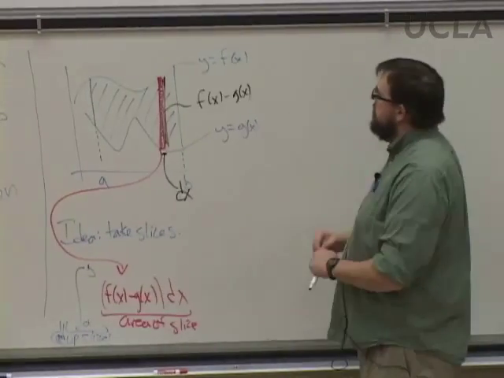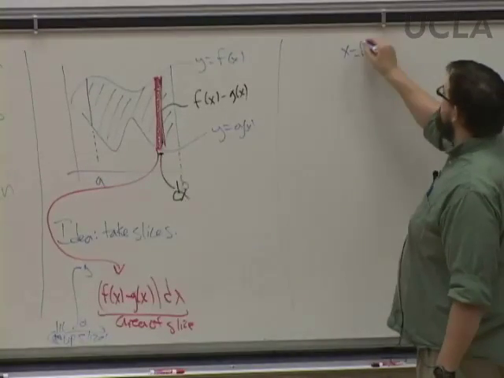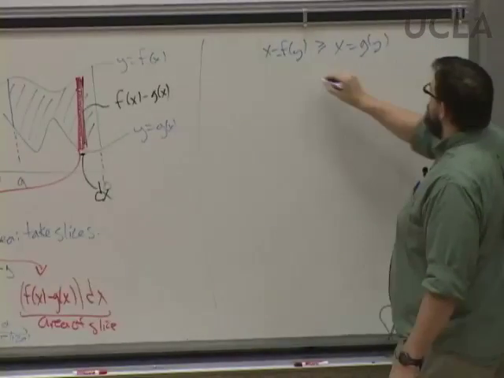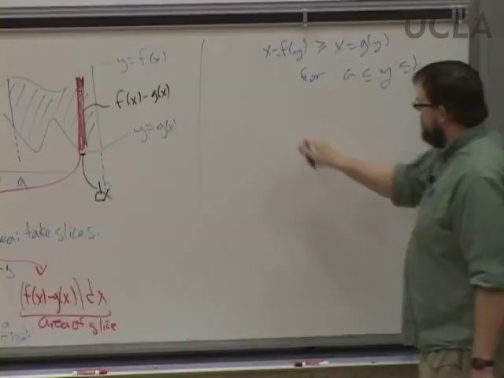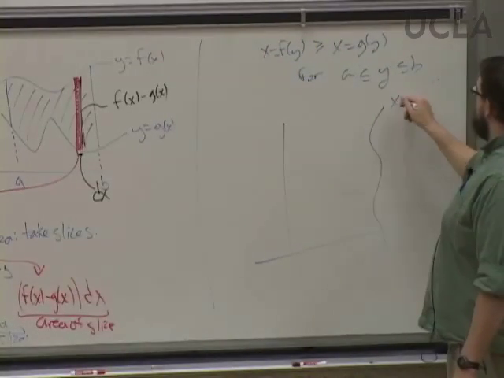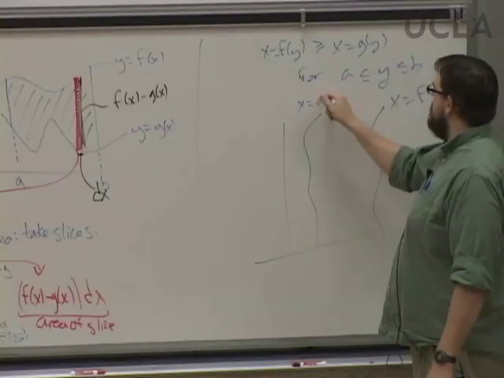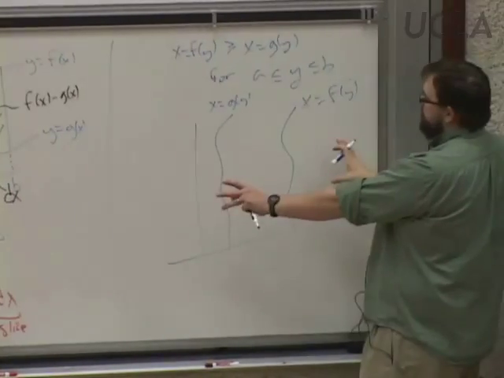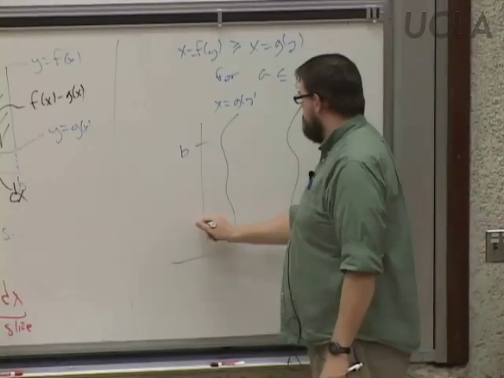Now, we don't just have to take the integration with respect to x. I could also say that I have x equals f of y is greater than x equals g of y for a less than or equal to y less than or equal to b. So in this case, I have a picture where I have a function over here. Here's my x equals f of y. And I have a function over here. Here's my x equals g of y. And to say that f of y is greater than or equal to g of y just means that if I look at this picture, on the right-hand side is f, on the left-hand side is g. And this is between y equals a to y equals b.